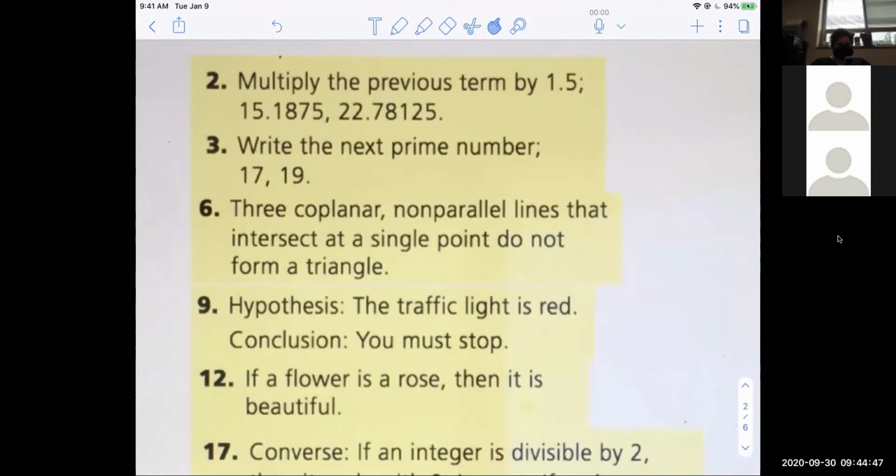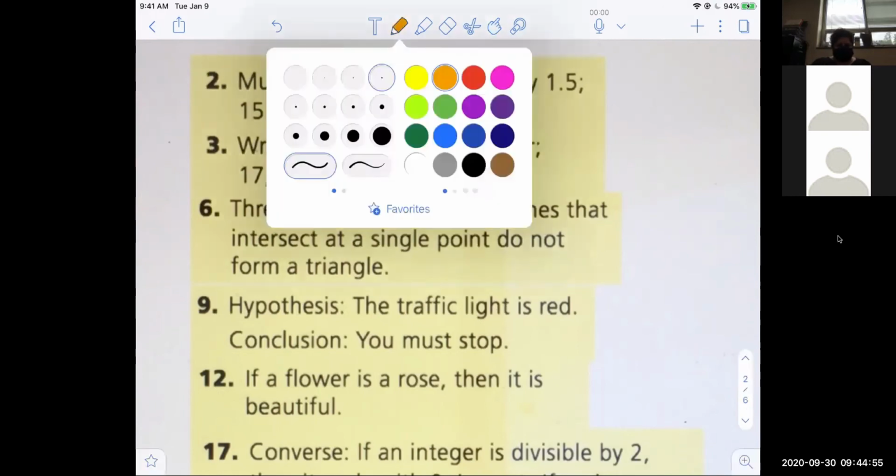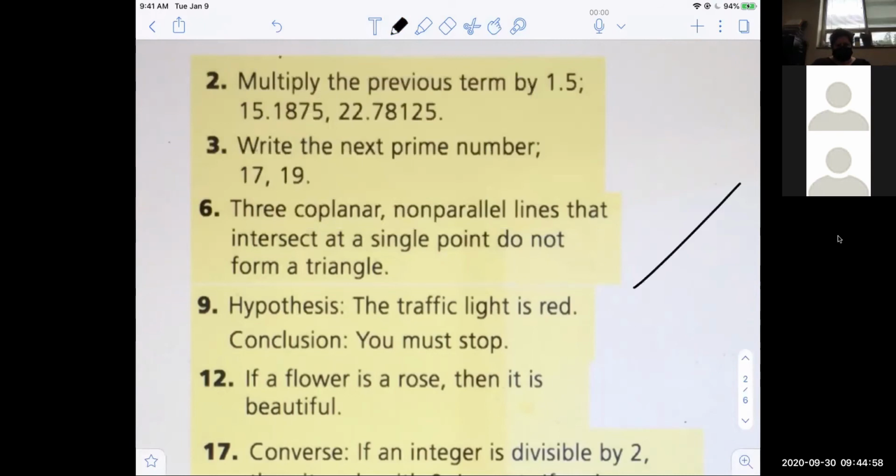I think number 6 was asking you to give a counterexample. I think what they're describing here, they're saying if you have 3 lines that don't make a triangle, then that's your counterexample. 3 coplanar non-parallel lines intersecting at a single point do not make a triangle.